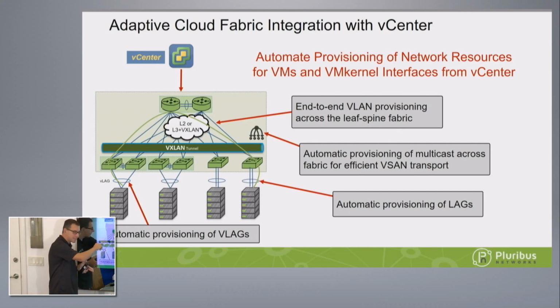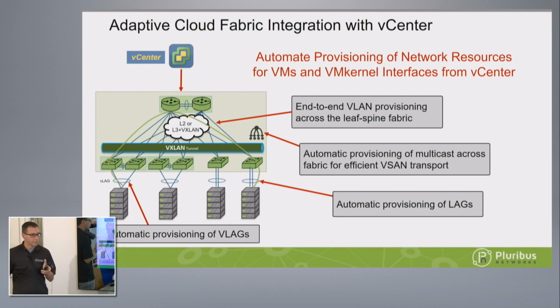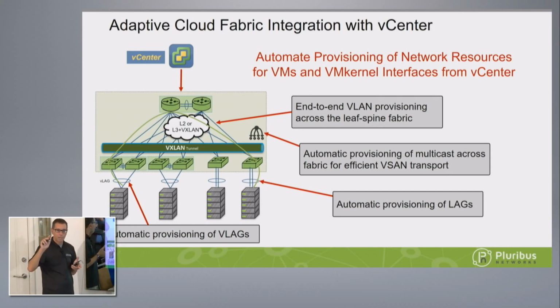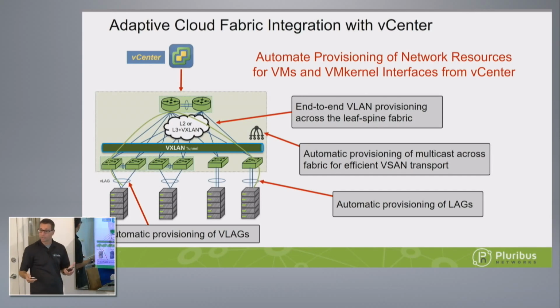As long as Pluribus sits at the top of the rack connected to your host, the rest can be, I don't know, third-party switches, it doesn't really matter. We can stitch the port group created on vCenter all the way across the fabric, going through a VXLAN tunnel where we also automate the creation of the tunnel between two VMs. Okay? So it's really an end-to-end process. From a VMware administrator's view, you create your VM, you associate it to the port group. At that point, automatically, the entire network over VXLAN is pre-configured.